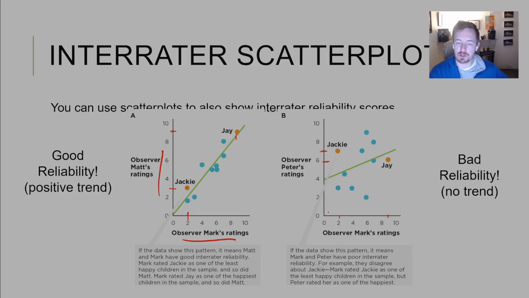For inter-rater reliabilities, you pretty much only want positive correlations that look like a linear trend like this. If you have it flat, that's worrisome. Anytime it's either straight up and down or flat when you're looking at inter-rater reliability, that is a problem.